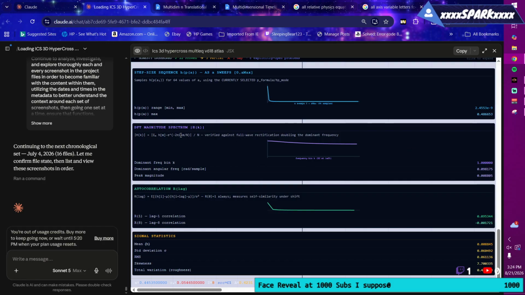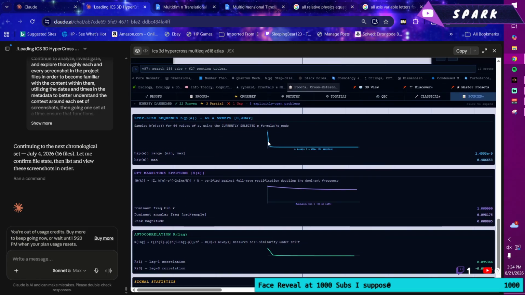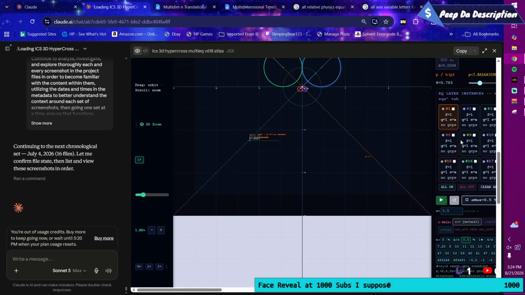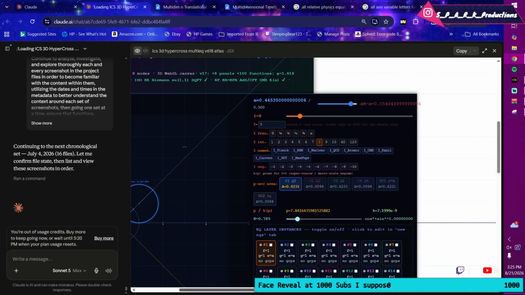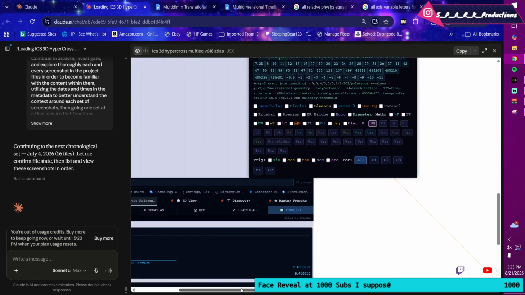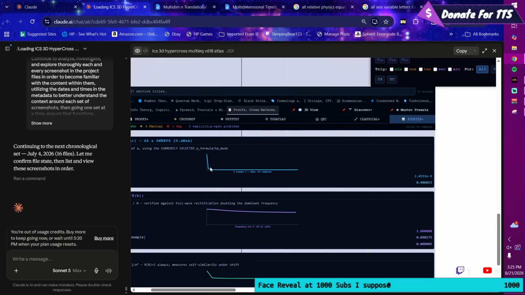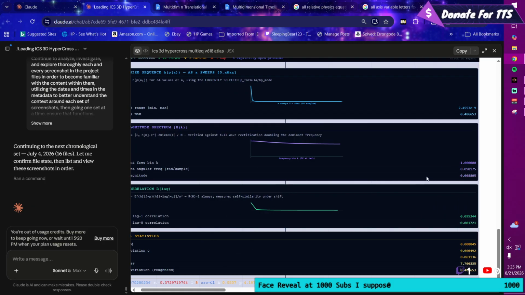Magnitude spectrum. It's a 1. Dominant frequency bin 1. Dominant angular, rad sample, peak magnitude. It's very tame in the magnitude spectrum. Step size sequence is a very sharp drop. It's for 64 samples. And then I guess if I go to a different value of A, it should maybe give me a different value of the graph. It looks steeper. This doesn't look changed, and that doesn't look changed either.